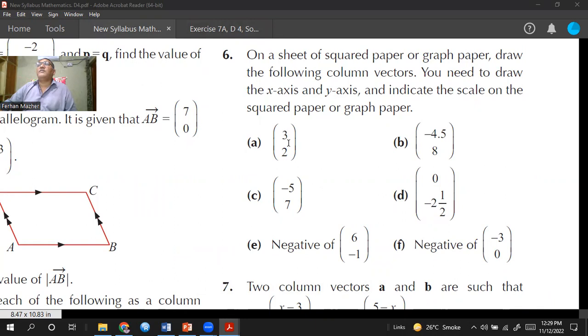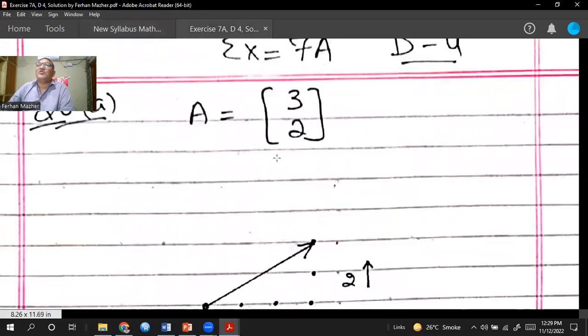This is the column vector, so the upper number represents the x and the lower value represents the y. So it tells you from wherever you start, from that starting point, you move 3 steps to the right, parallel to the x-axis, and then you move 2 steps up parallel to the y-axis. So let me show you.